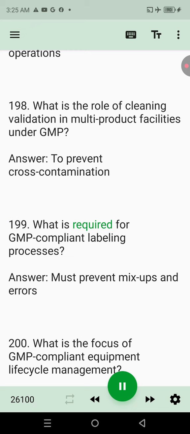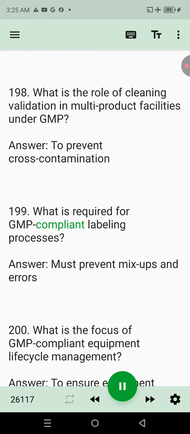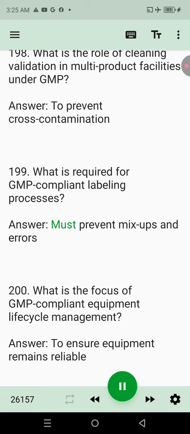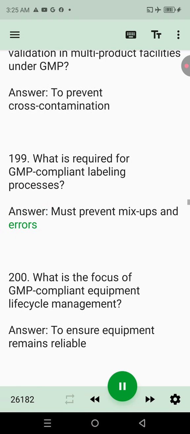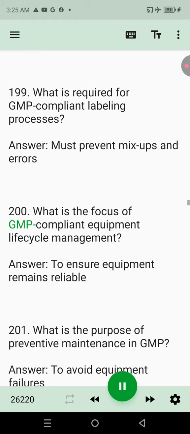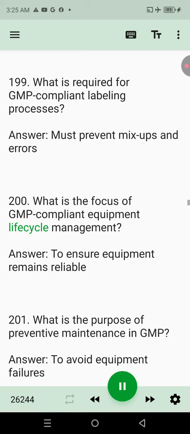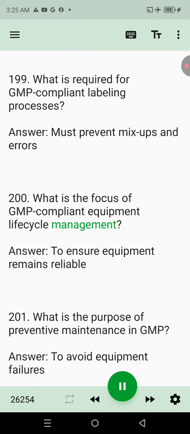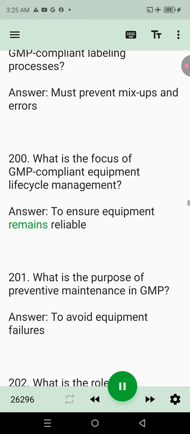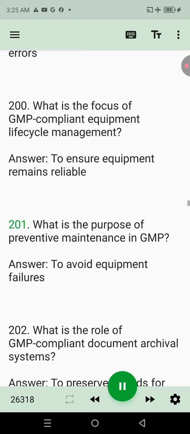199. What is required for GMP-compliant labeling processes? Answer: must prevent mix-ups and errors. 200. What is the focus of GMP-compliant equipment lifecycle management? Answer: to ensure equipment remains reliable.